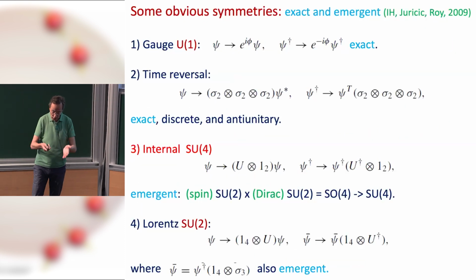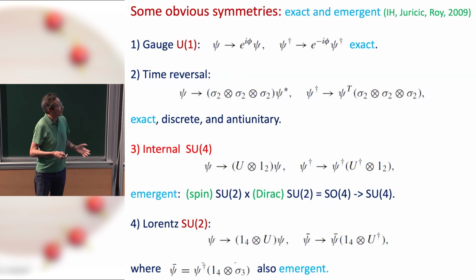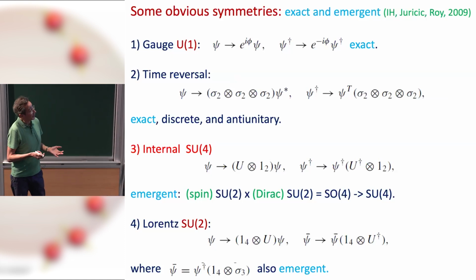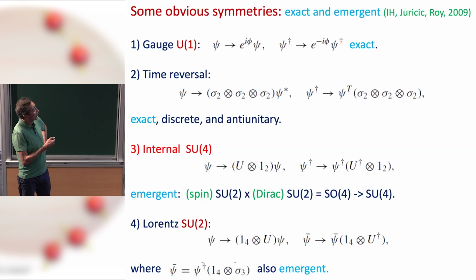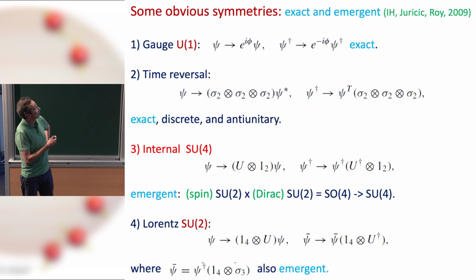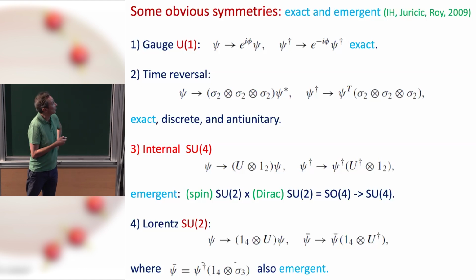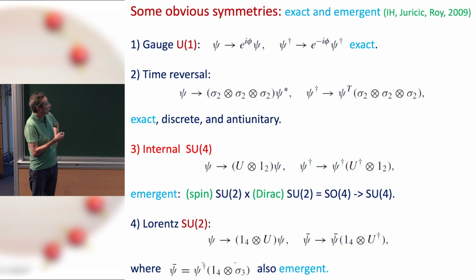So of course, when we truncate the lattice Hamiltonian, we often end up with much more symmetry than what we had on the lattice, naturally. So let me just review some of the symmetries that will play a role. Of course, there is gauge U(1), the number symmetry, which is exact even on the lattice. Time reversal, which has a particularly pleasing form in this particular representation, which is also exact but discrete and anti-unitary, of course. We have Lorentz symmetry, which is what makes theorists interested in graphene.